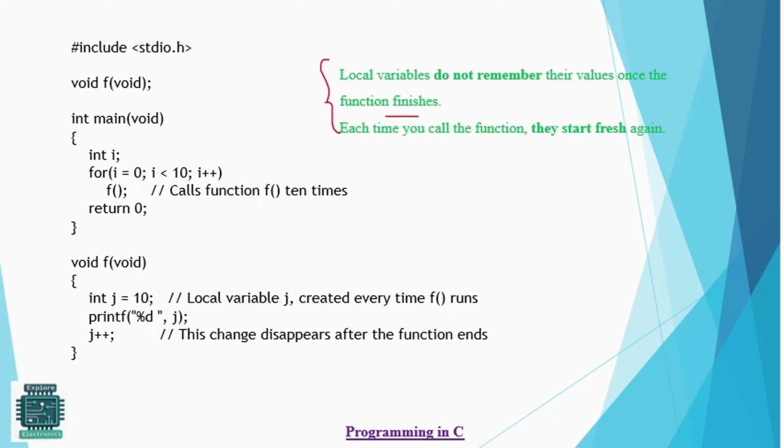Okay, now this is a for loop and an f function. It is called how many times? 10 times. Okay, each time it is called, when the function is finished, it starts again in a fresh way.